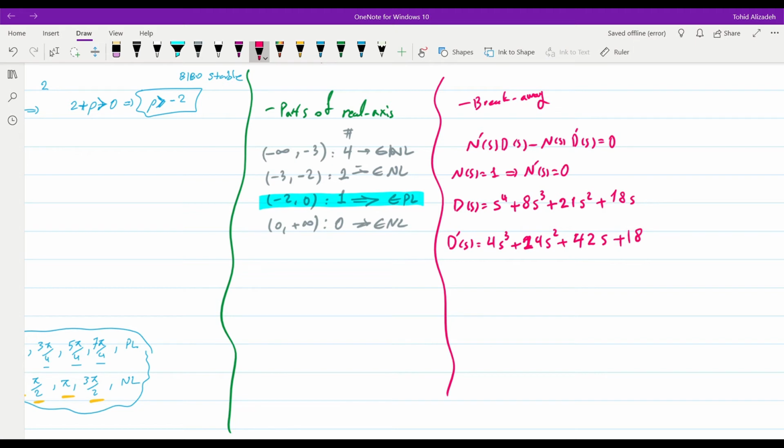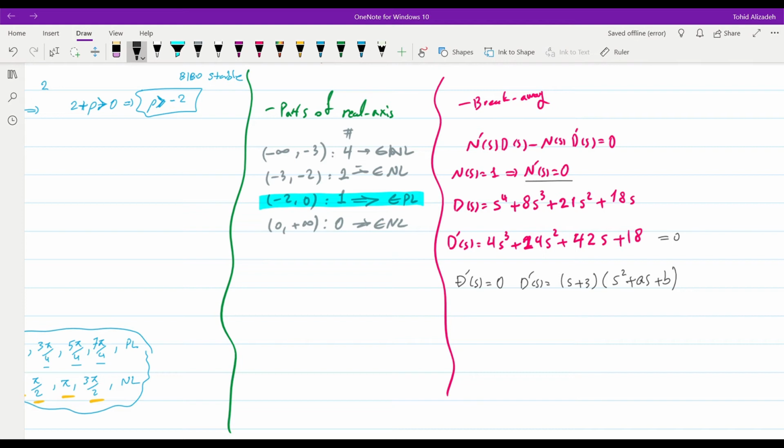Okay, now we plug these values into the formula that we have here. So n prime is 0, n prime times d will result in 0 minus n, which is 1, so we need just to set d prime equal to 0. You can find the roots of d prime, and we already know that d prime of s is in the form of s plus 3, because -3 is one of the roots, times s squared plus as plus b. You can either expand this and then find out the values for a and b, or directly try to find out the roots of d prime.